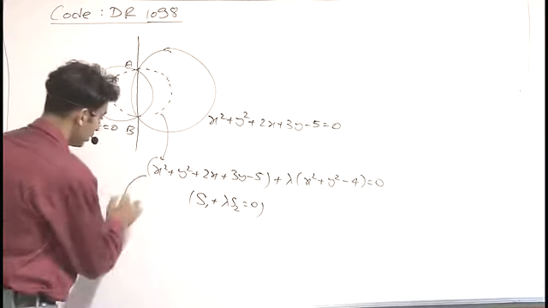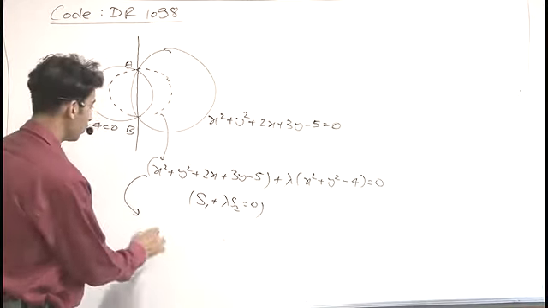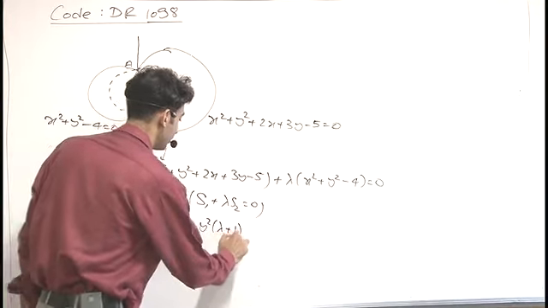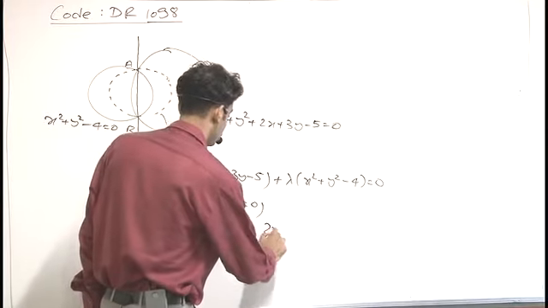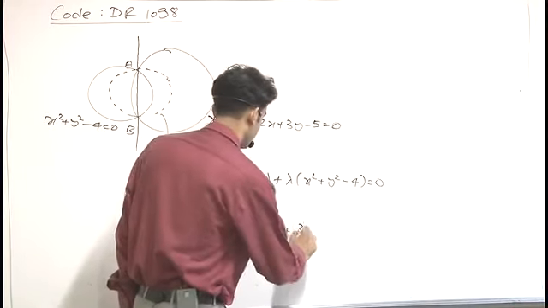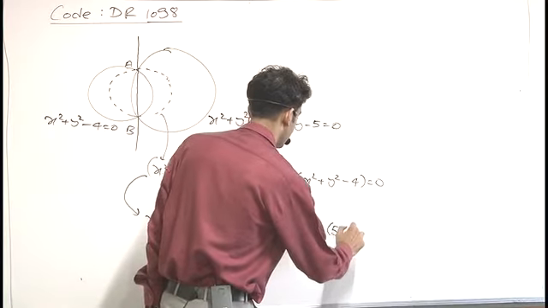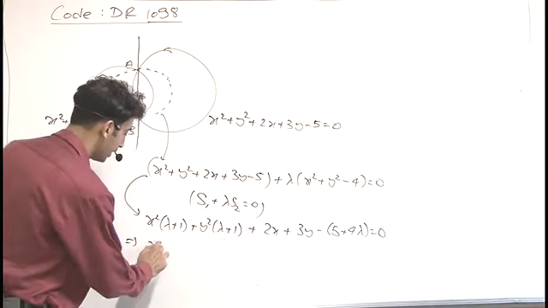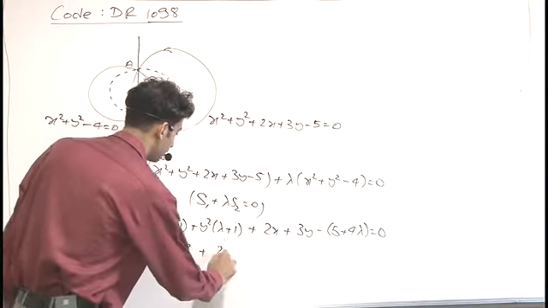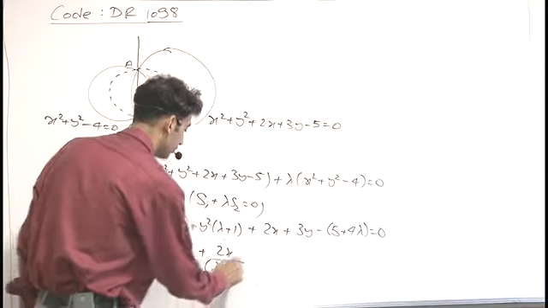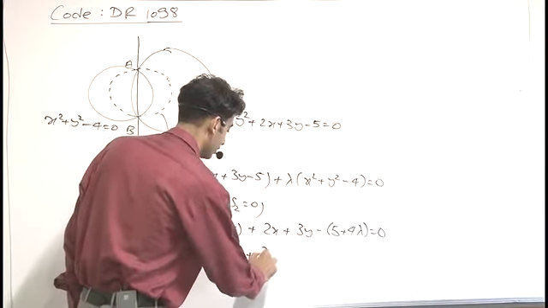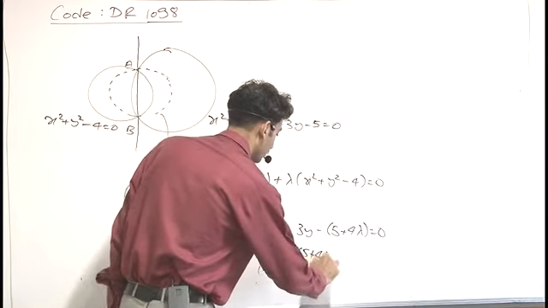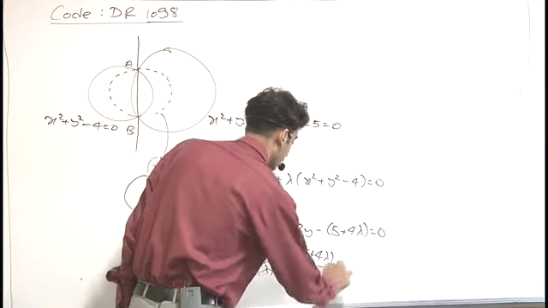Now, if we write this circle in standard form, we have x square (lambda plus 1), y square (lambda plus 1), along with 2x plus 3y minus (5 plus 4 lambda) equal to 0, which can be further written as x square plus y square plus 2x divided by (lambda plus 1) plus 3y upon (lambda plus 1) minus (5 plus 4 lambda) divided by (lambda plus 1) equal to 0.